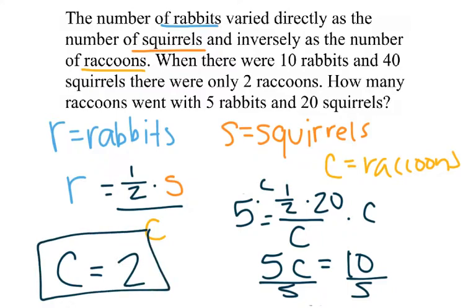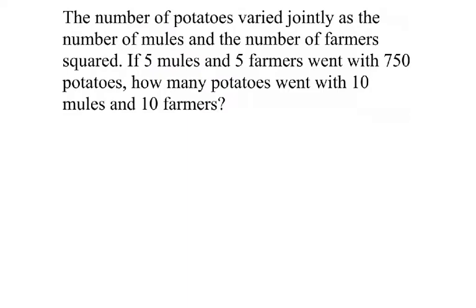I'm a firm believer in color coding things and labeling to make sure you don't get confused. If you are getting confused and you're not doing it the ways that I'm suggesting, then I'm not sure how to help you. Okay, I want you to try this one all the way through. Pause the video and see if you can figure out how many potatoes went with 10 mules and 10 farmers.